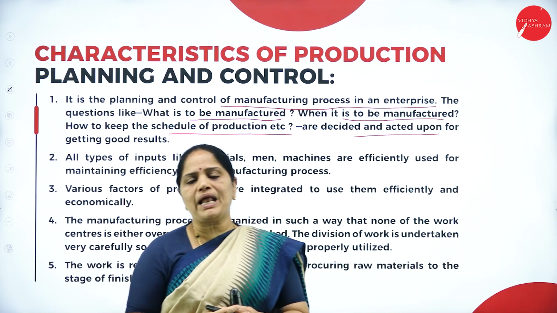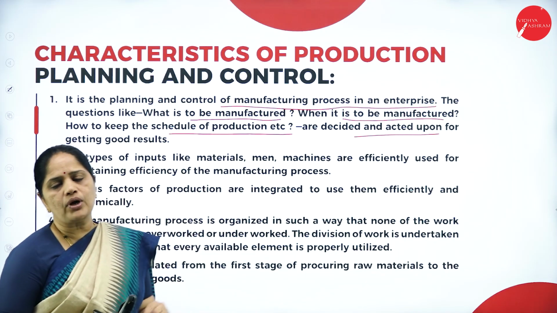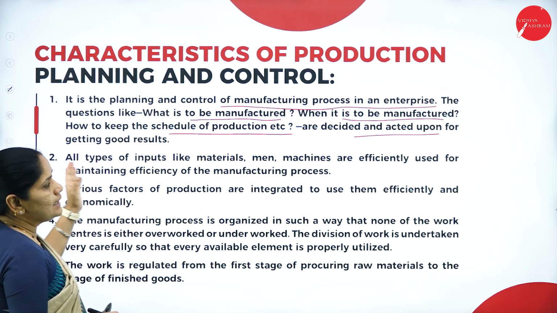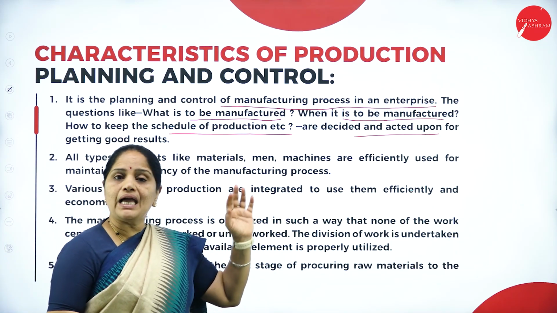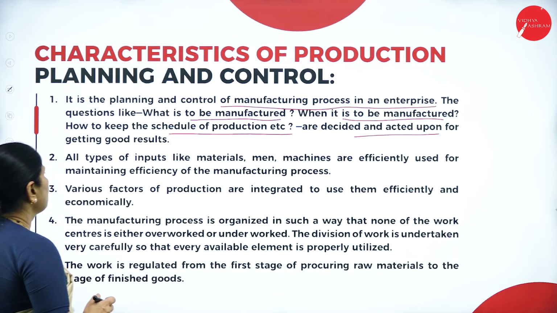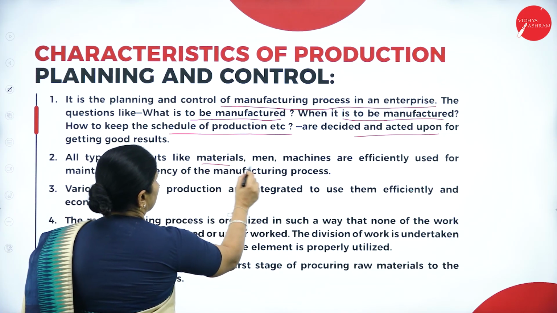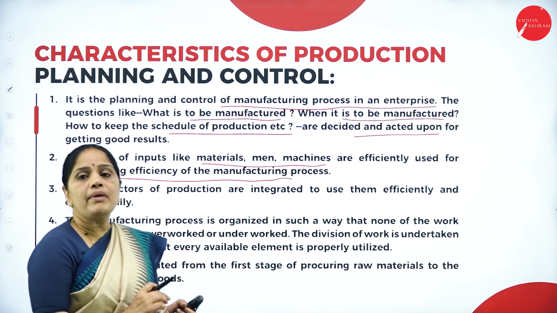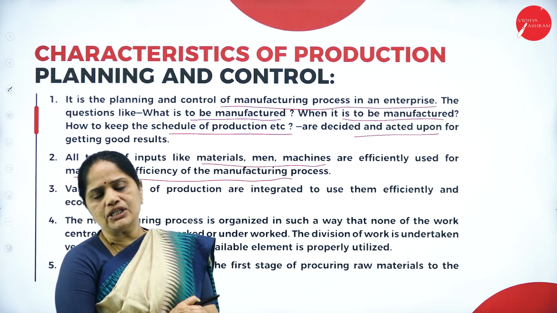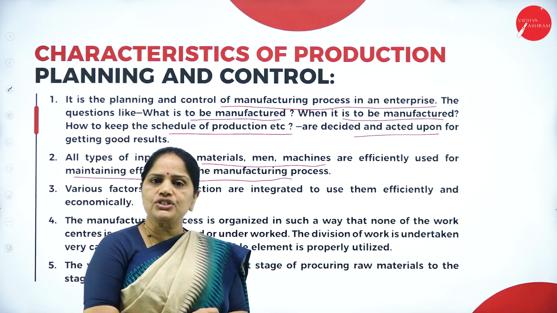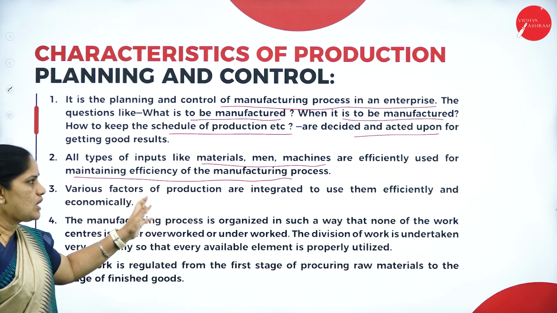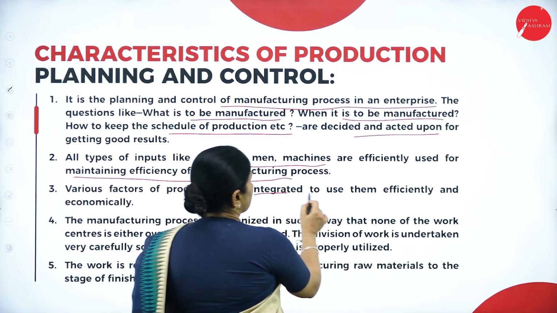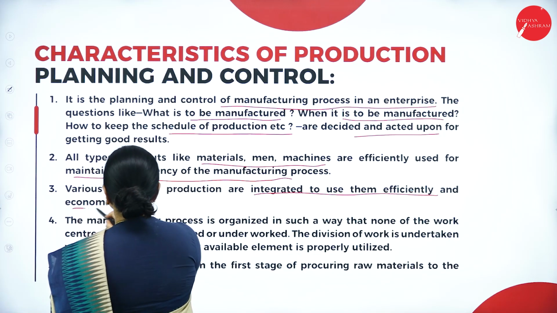So in production planning and control, it answers three important questions: what is to be planned, when it is to be planned, how it is to be produced. These are the most important questions which will be answered in production planning and control. Then all types of inputs like materials, men, machines are efficiently used for maintaining efficiency of the manufacturing process. So we can ensure that there is an efficient manufacturing process with the help of proper use of materials, men and machines. Various factors of production are integrated to use them efficiently and economically.